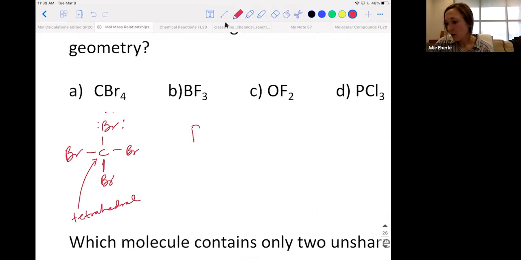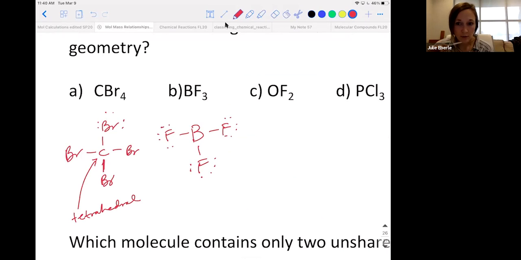All right, boron. And we've got 3 bonds. Boron does not have any lone pairs. This one is an exception to the octet rule. It's only got 3 electrons it can share, so once it's got 3 bonds, it's done.